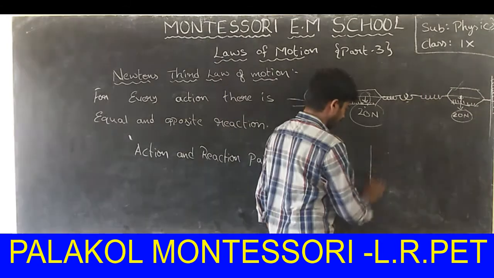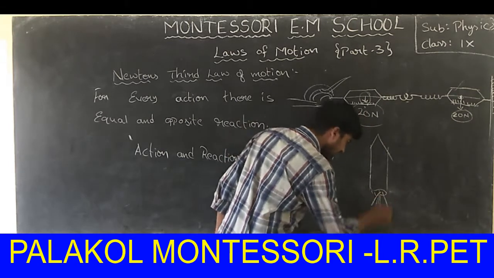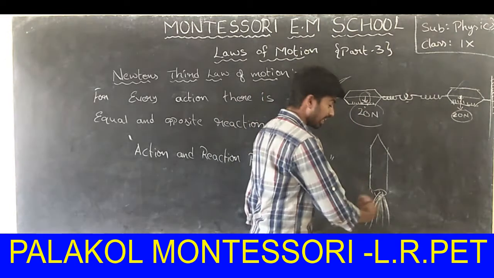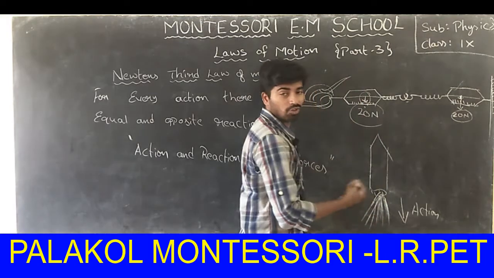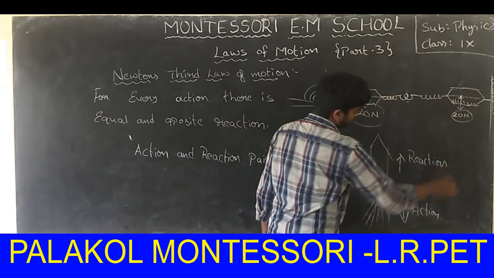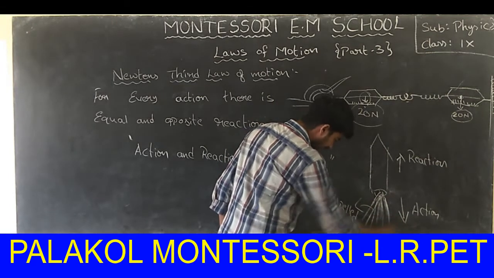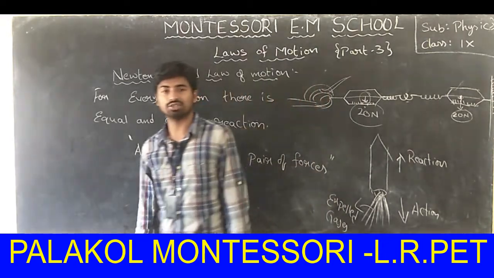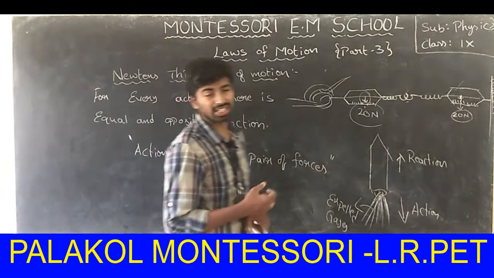In the case of rockets, what will happen? From the nozzle, gases are expelled with high velocity. The gases apply force on the surrounding air. This is the applied force, the action force, and the air moves because of the force applied on it. So the expelled gases receive a reaction force in the upward direction. The force applied by the expelled gases is the action force. Because of this action force, the rocket obtains a reaction force and moves in the upward direction. So rockets work on the principle of Newton's third law of motion.